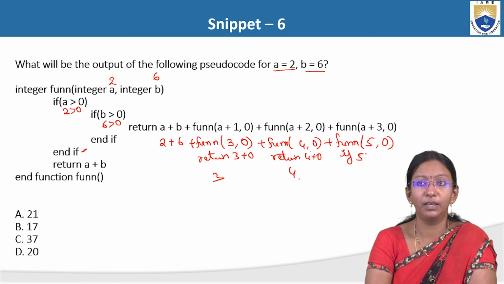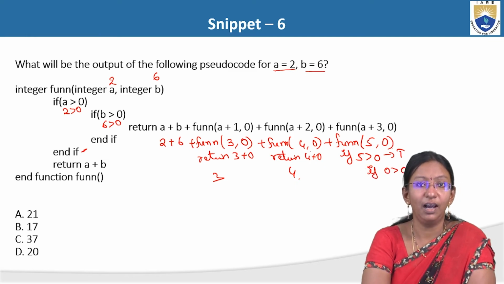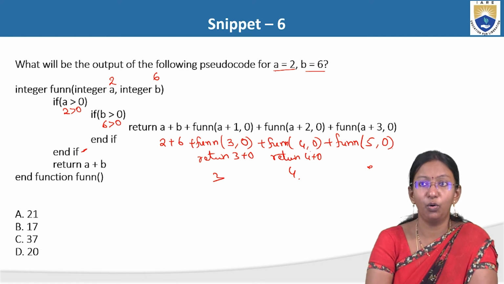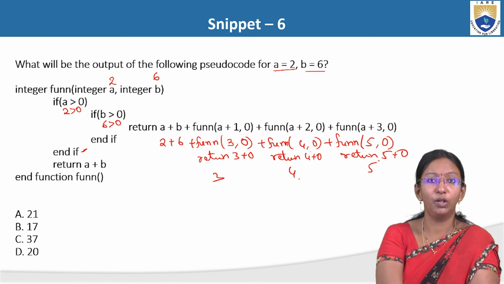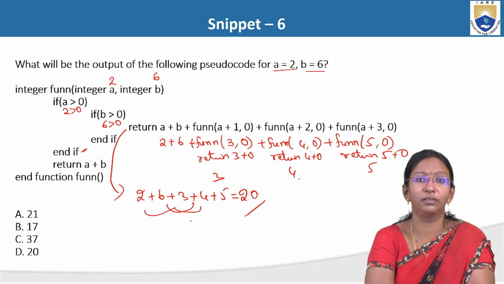So if 5 is greater than 0, the condition is true. Inside the body, if 0 is greater than 0, the condition fails. As the condition fails, even here the same story repeats which we saw in the last 2 turns. It is going to return the value of 5 plus 0, which is A plus B, so 5. So overall, what is the return of this one? It is 2 plus 6 plus 3 plus 4 plus 5. What is the value, guys? 10, 10, 20 is the answer.